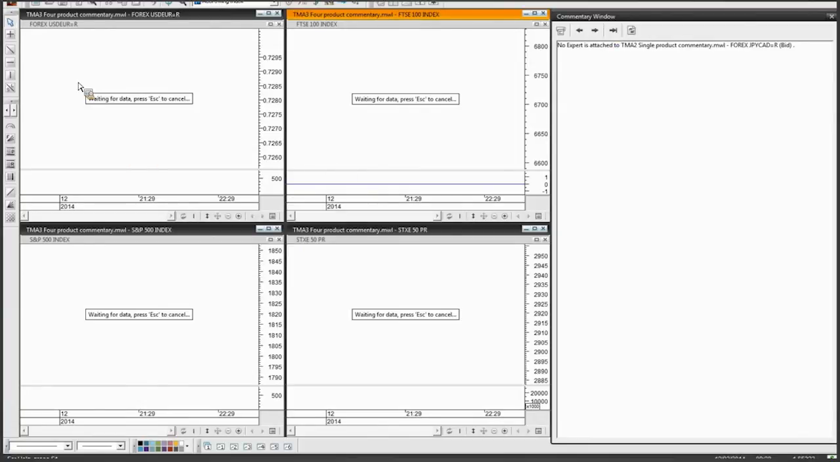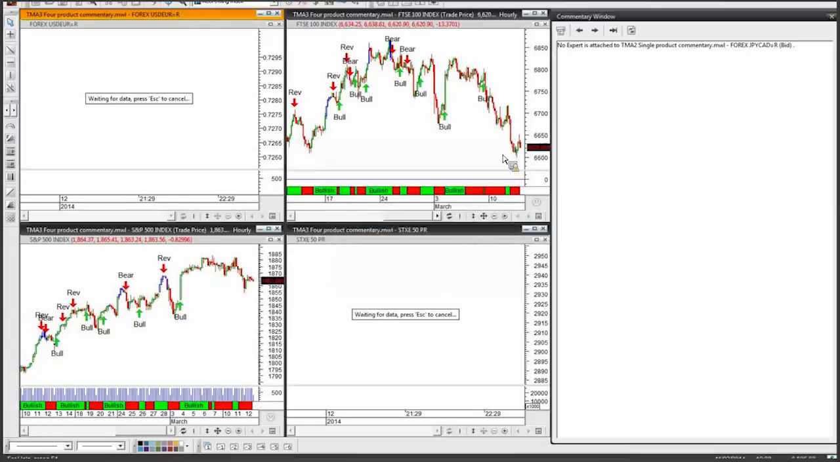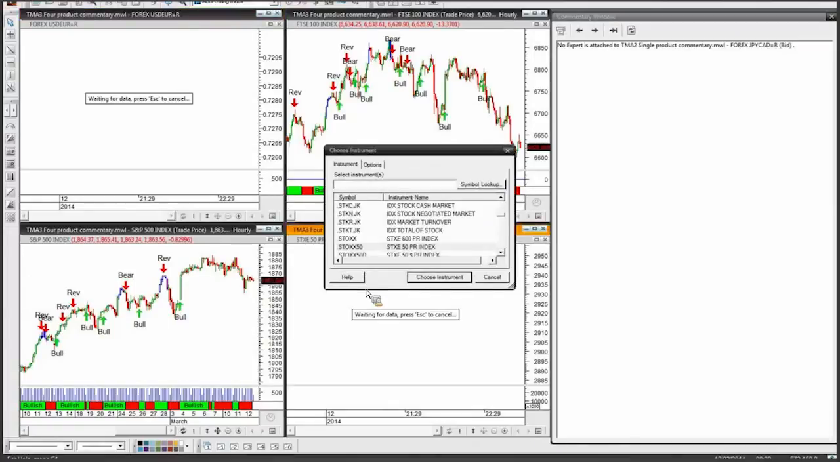Okay, well that doesn't seem to be loading up, but basically that'll just show you your 4 favorite products that you like to trade. Again, what you do is you just either select them from the normal way here. Okay, it's just popping up now, so let me just get rid of these alerts.